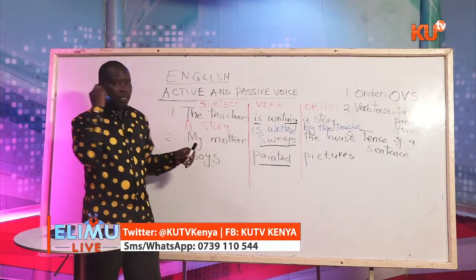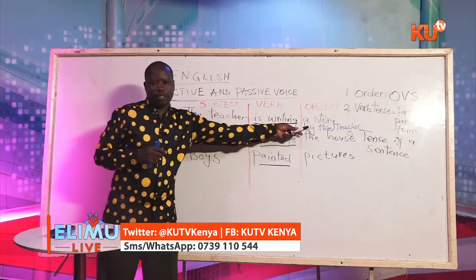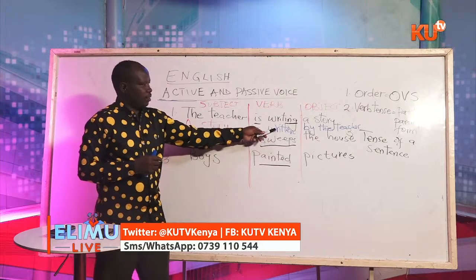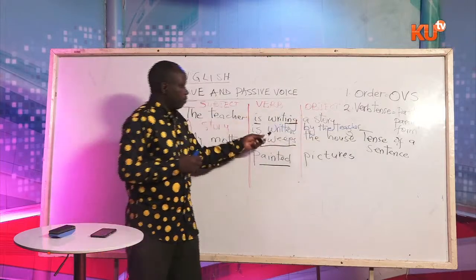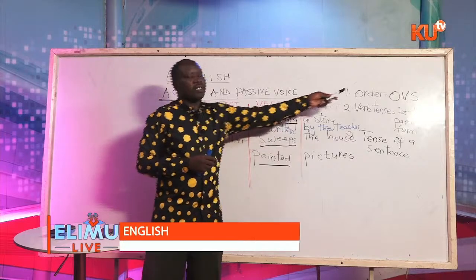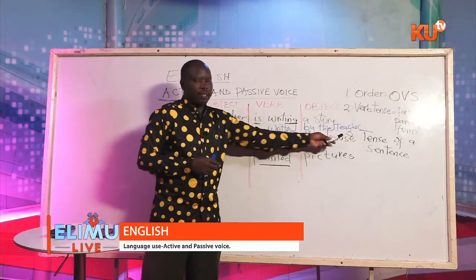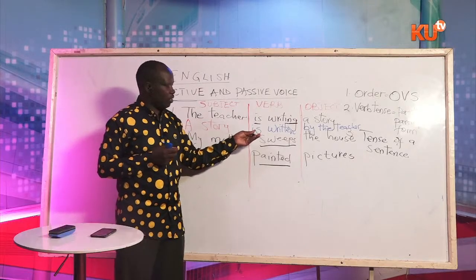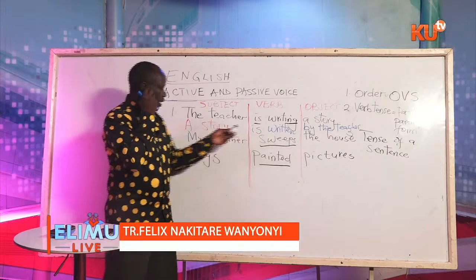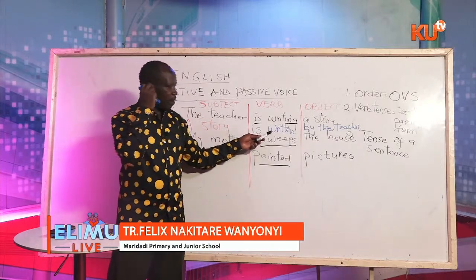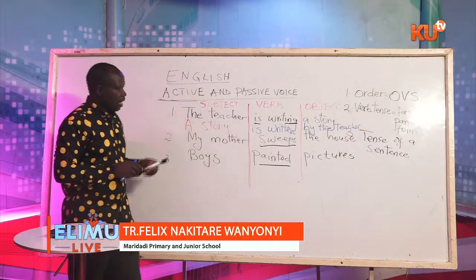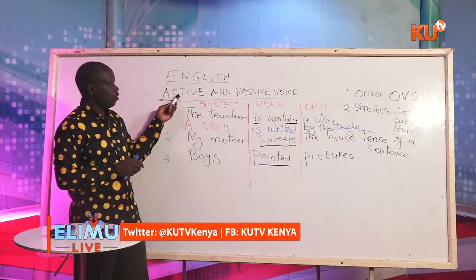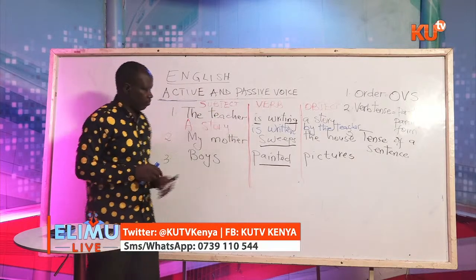As simple as that. So we take our object, a story, comes first, a story, then is written. Remember, our verb changes to past participle form. Then our subject becomes the last one, by the teacher. And we look at the tense. In present tense, we use is. So we say a story is written by the teacher. That is simply how we change, we write our sentence from active to passive voice.